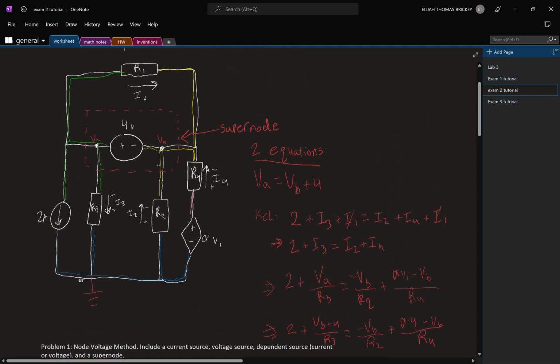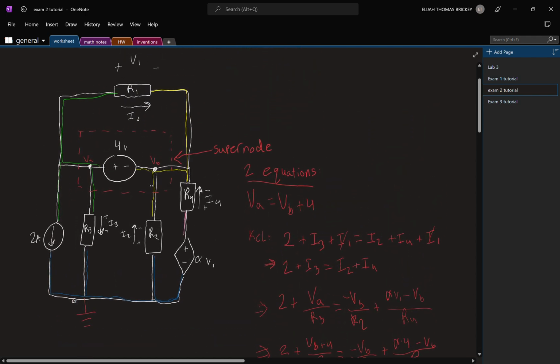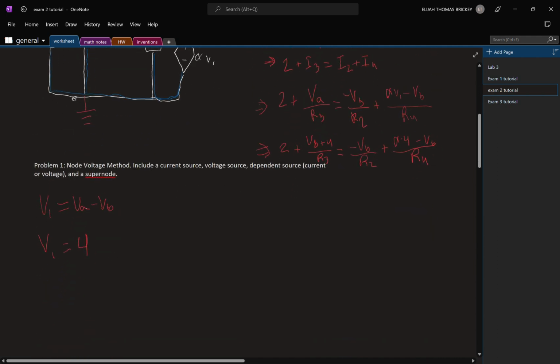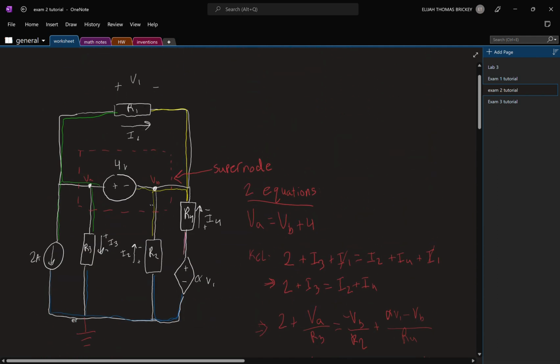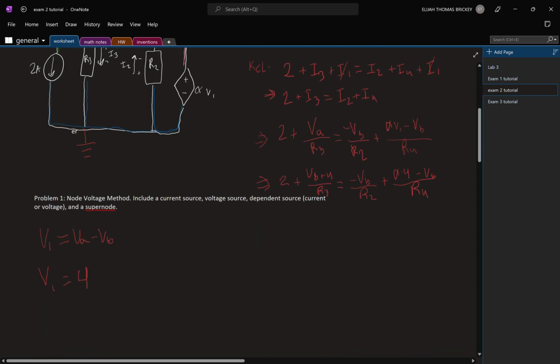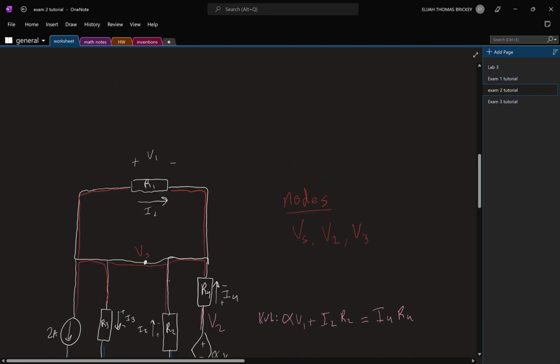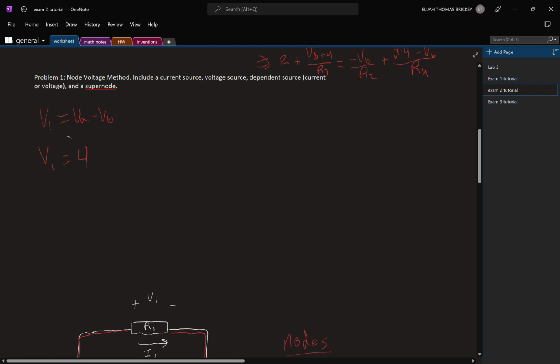The next step was to find V1 right here, because this circuit down here depends on V1. It's this symbol, whatever that is, times V1, which I've found V1 to be VA minus VB right here, and we know VA equals VB plus 4, so V1 equals 4. The voltage difference across V1 equals 4. Let me get rid of that.